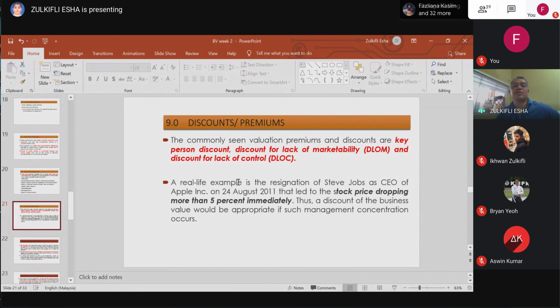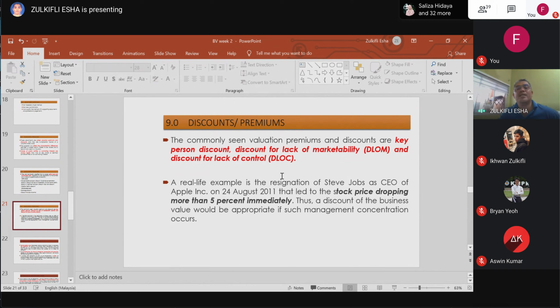So a real life example is the resignation of Steve Jobs as the CEO of Apple Incorporated on August 24, 2011, that led to the stock price dropping more than 5% immediately. Thus, a discount of the business value would be appreciated if such a management change occurs. Steve Jobs is normally associated with Apple Incorporated, right? So once he resigned from Apple, of course the investors' trust, the stakeholders' confidence in the firm or in the company has somehow dropped. So that's why we need to consider that sort of situation when we are valuing Apple Incorporated.